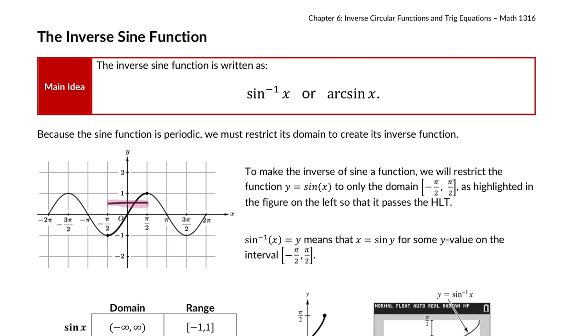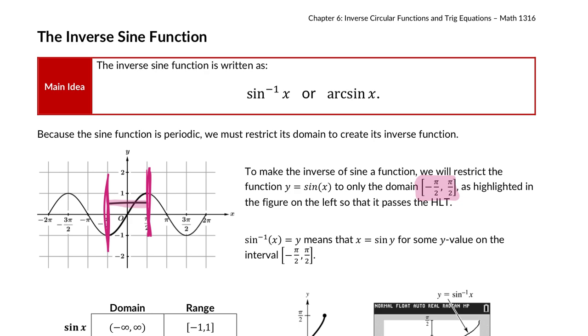Yep. So what we're basically going to do is chop this graph off here and chop the graph off there. We are restricting the domain only between negative pi over 2 and pi over 2. We are restricting it on your unit circle to quadrants 1 and 4, which would be negative pi over 2 and pi over 2.